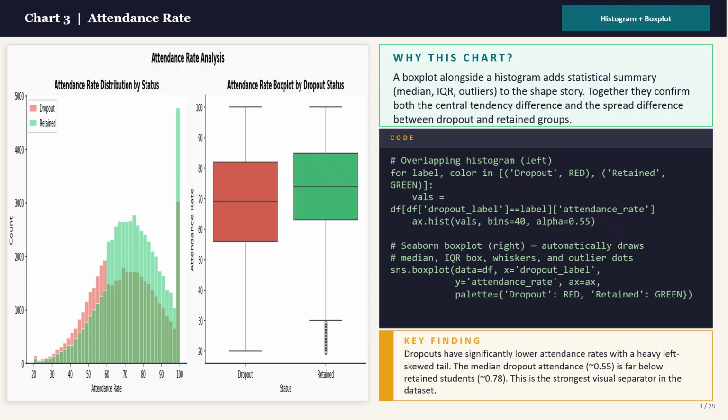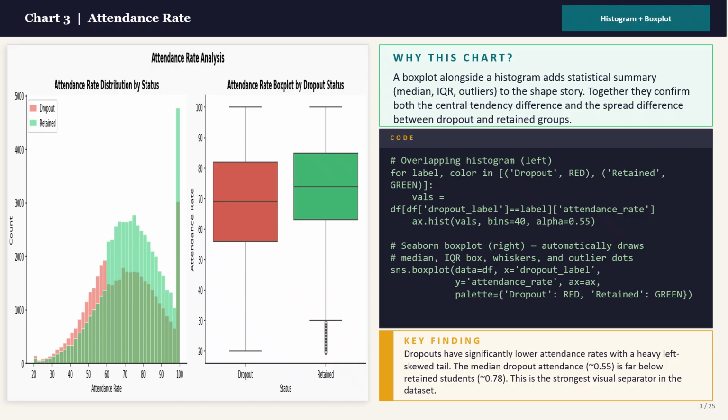So again, you have the code snippet. Dropout is red and retained is green, and then the values in the data frame, where dropout label is equal to the label, which could have been set earlier, and attendance rate. Then we use Seaborn for the box plot, sns.boxplot, data equals df, x is dropout label, y is attendance rate.